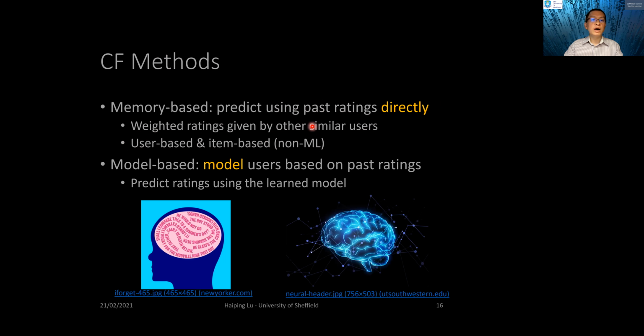They just compute the correlation and give a weighted rating. And we are not going to study further on the memory-based approach. So this module will study the model-based approach for collaborative filtering. In this approach, we will build models to model the users based on past ratings, and we will also model the items. And then we will predict the ratings using the learned model. That is the model-based approach. We are going to build models for the prediction.